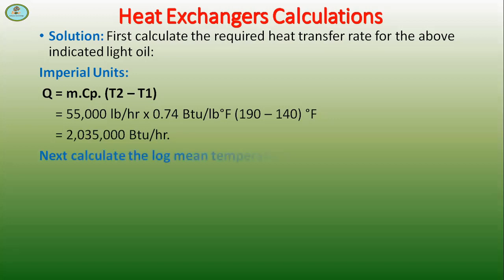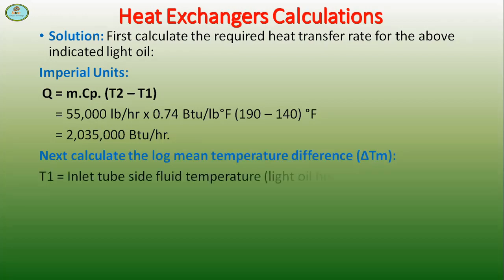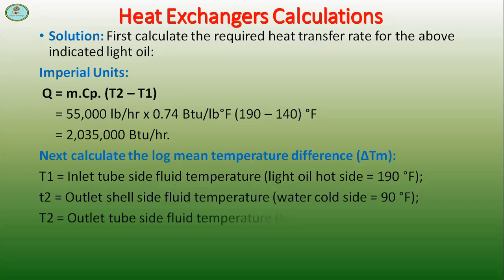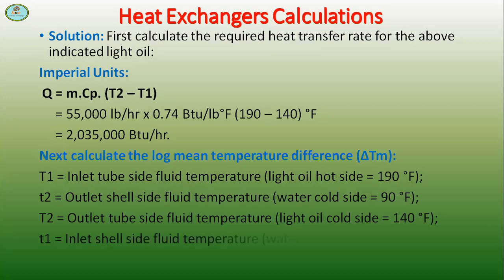Next, calculate the log mean temperature difference delta Tm. So T1 is inlet tube side fluid temperature. Light oil hot side is 190 degree Fahrenheit. t2 is outlet shell side fluid temperature. So water hot side is 90 degree Fahrenheit. T2 is outlet tube side fluid temperature. Light oil cold side temperature is 140 degree Fahrenheit. Small t1 is inlet shell side fluid temperature. So water cold side temperature is 50 degree Fahrenheit.